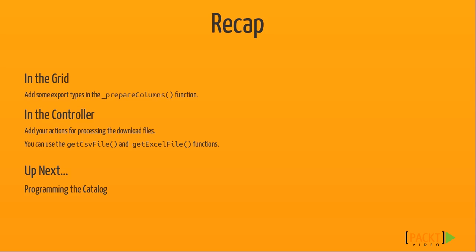So let's recap. As it turns out, adding export functionality to our grid isn't too difficult. We start by editing the prepare columns function and adding some export types which map to our controller actions. The controller actions process the request, but we use built-in Magento functionality to get CSV file or Excel file representations of our grid.